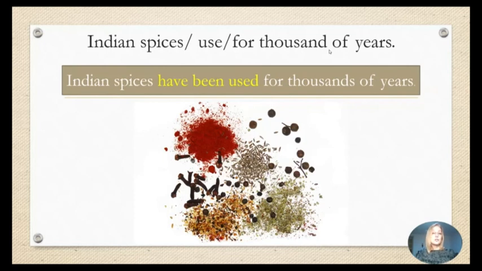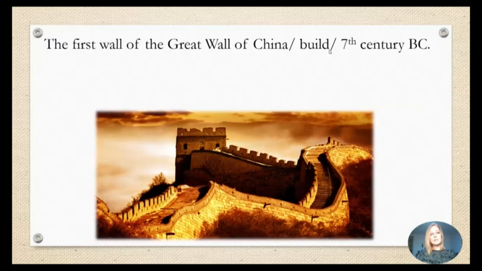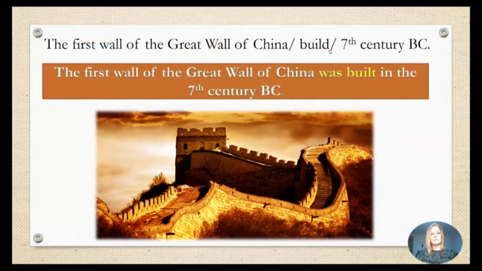Okay, the action started in the past and is still in progress. The first wall of the Great Wall of China. You know that the Great Wall of China has a lot of different parts and they were not built all at the same time. So the first wall of the Great Wall of China was built in the 7th century BC. Hope you know that BC is before Christ.